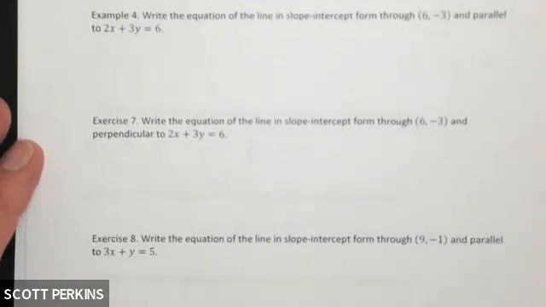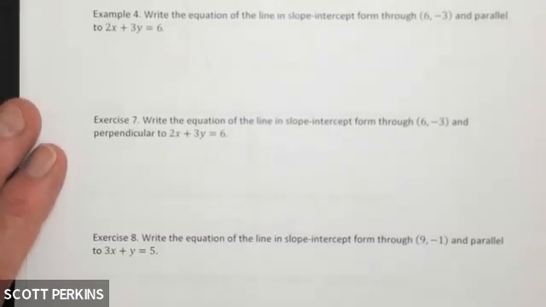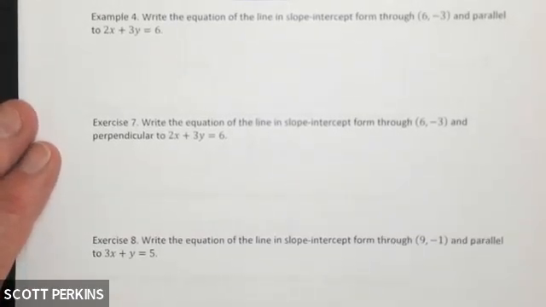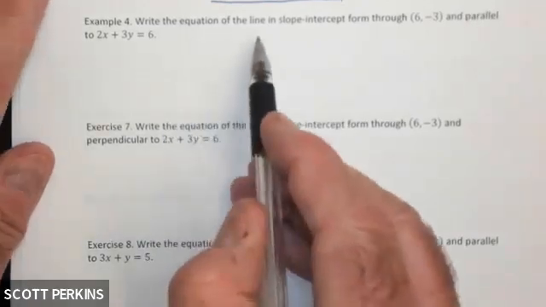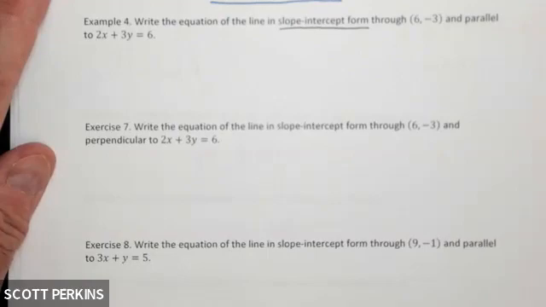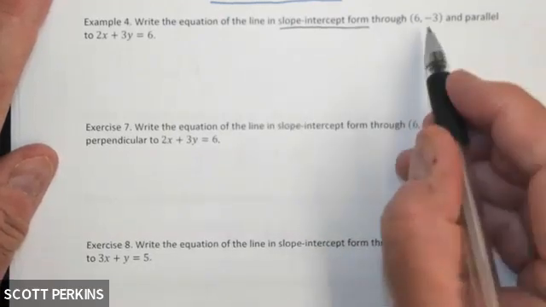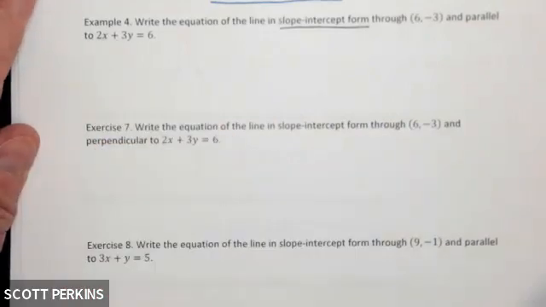I do have one extra thing to say, so don't pack up when we're done with exercise 8, or you'll miss something, and I don't want you to have any consternation on the homework. And so the last one says this. We're going to write the equation of the line. This time we're going to use slope-intercept form. That's fine, no problem. And it's going to go through the point 6, -3, and parallel to this line right here.